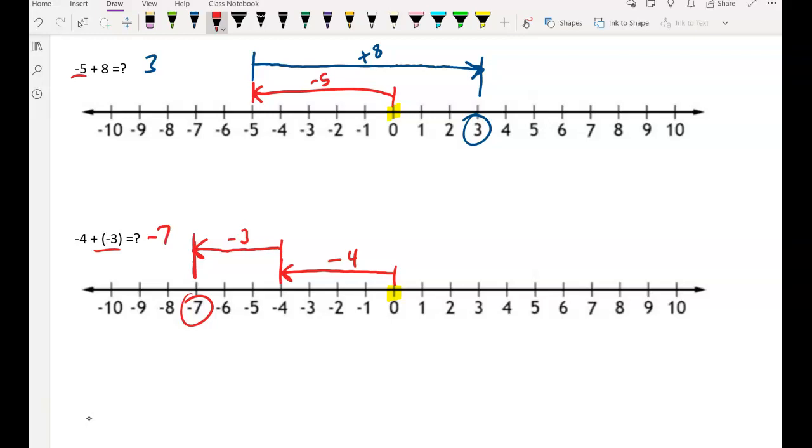Adding integers on a number line is so great. All you have to remember is that if you add a positive, that means you move to the right. And then if you add a negative, that means you go to the left. Easy peasy.